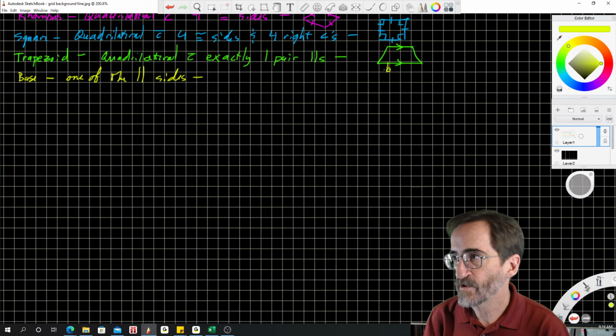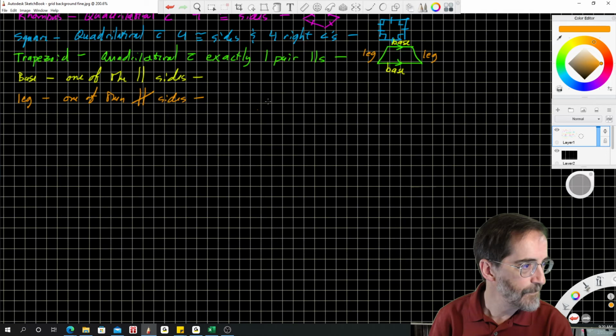Leg. 1 of the non-parallel sides. I'm going to mark parallel with a slash. So I'm just going to label it over here. Leg, leg. 1 of the non-parallel sides is called a leg.